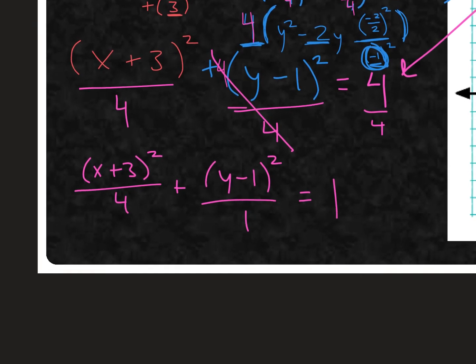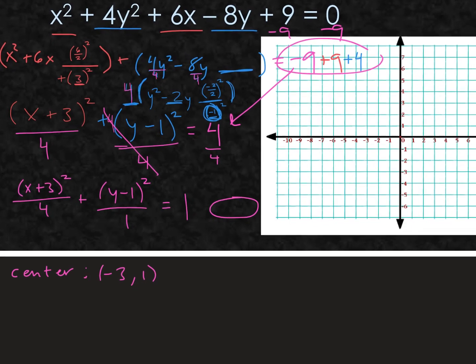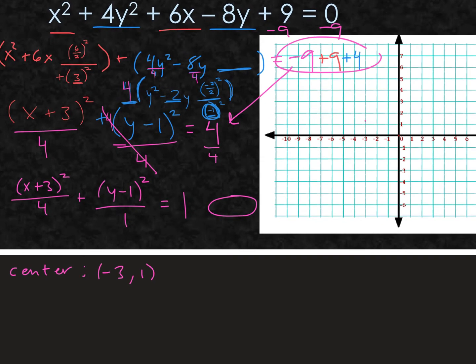So now my bigger denominator is under the x. So is my ellipse going to be horizontal or vertical? Horizontal. And what is my center of my ellipse? -3, 1. Awesome. So I'm going to put my point at -3, 1. That's my center.